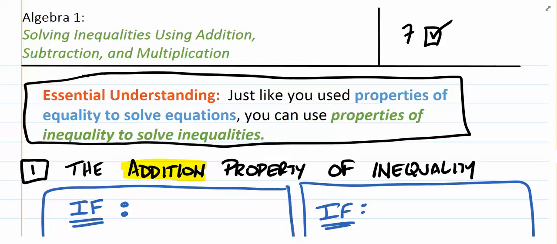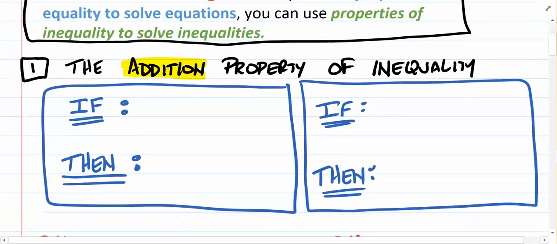In this lesson, we're going to cover how to solve inequalities using addition, subtraction, and multiplication. The essential understanding is that just like you used properties of equality to solve equations, you can use properties of inequality to solve inequalities. So let's begin with a couple of basic properties that we're going to be using.